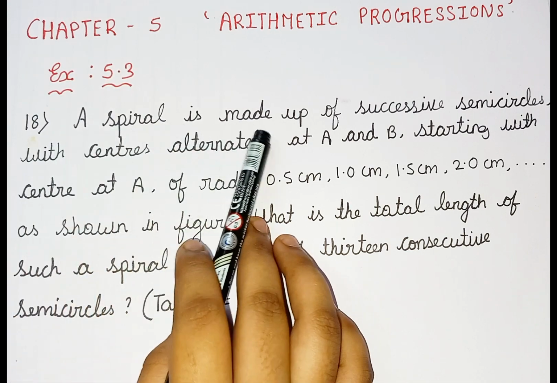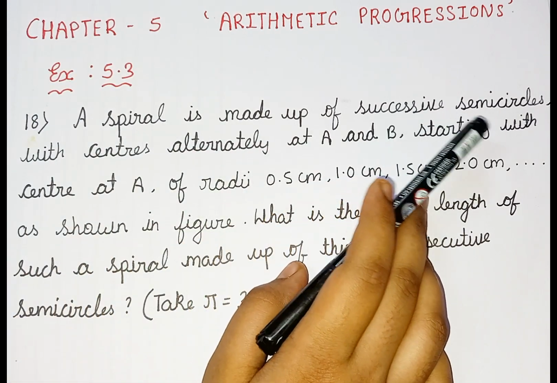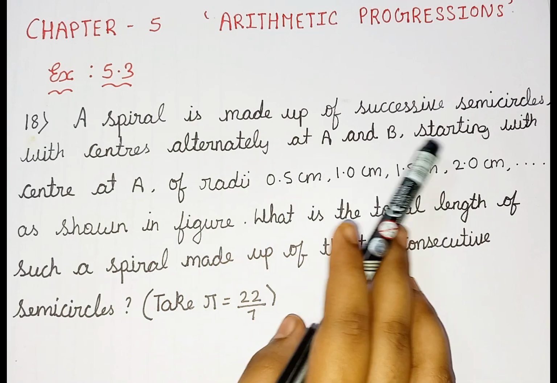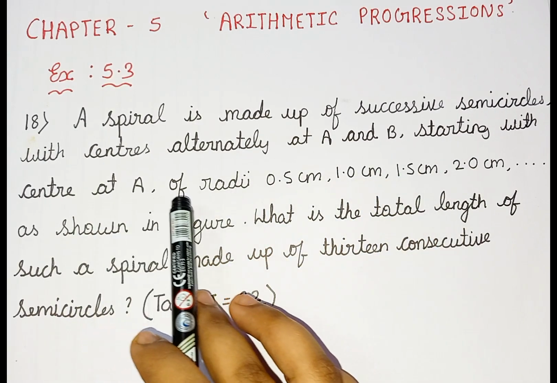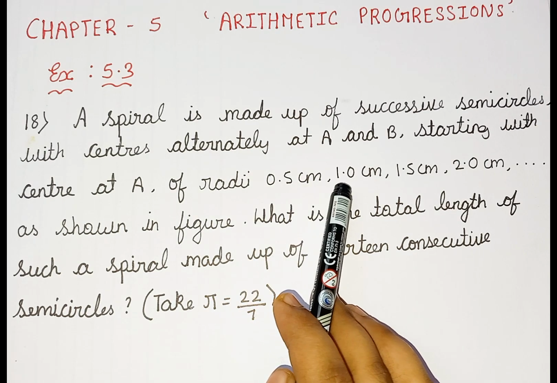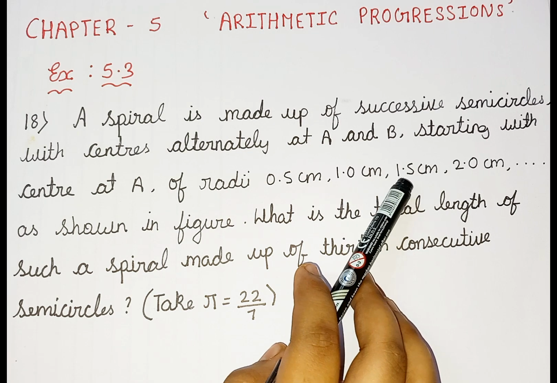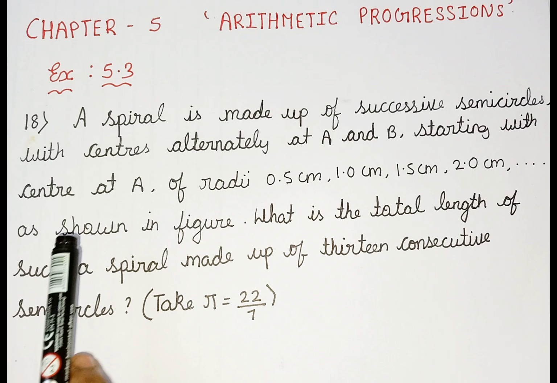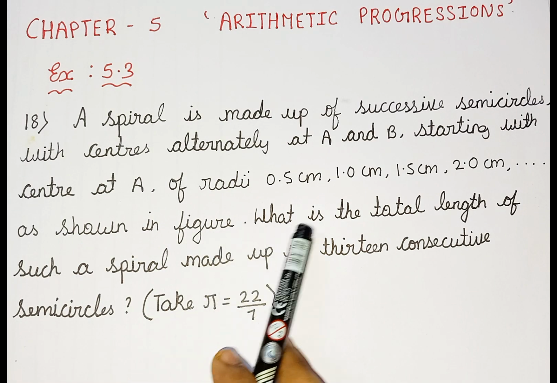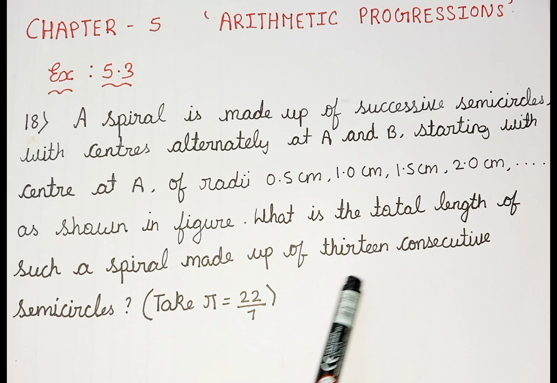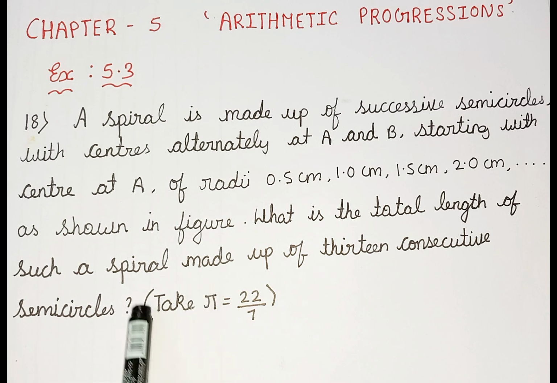A spiral is made up of successive semicircles with centers alternately at A and B, starting with center at A of radii 0.5 cm, 1.0 cm, 1.5 cm, 2.0 cm and so on as shown in the figure. What is the total length of such a spiral made up of 13 consecutive semicircles? We are supposed to take pi is equal to 22 by 7.